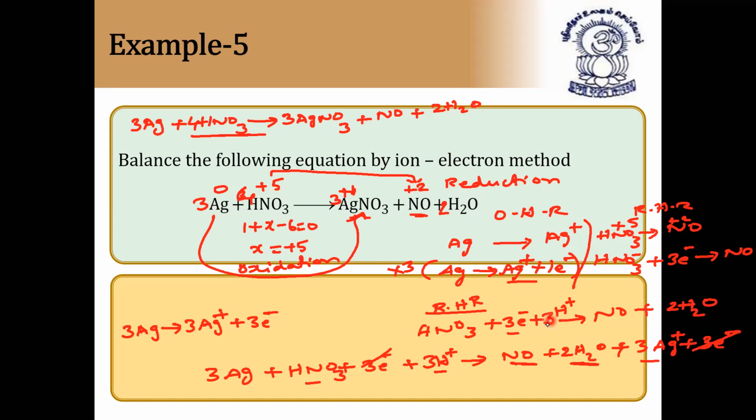Actually you should multiply with 4 H plus, but here already 1 H is there, so I have simply taken 3 H plus. So 1 plus 3, total 4. That's why I have taken 4 moles of nitric acid. It's very, very important and easy also. I hope it is clear.